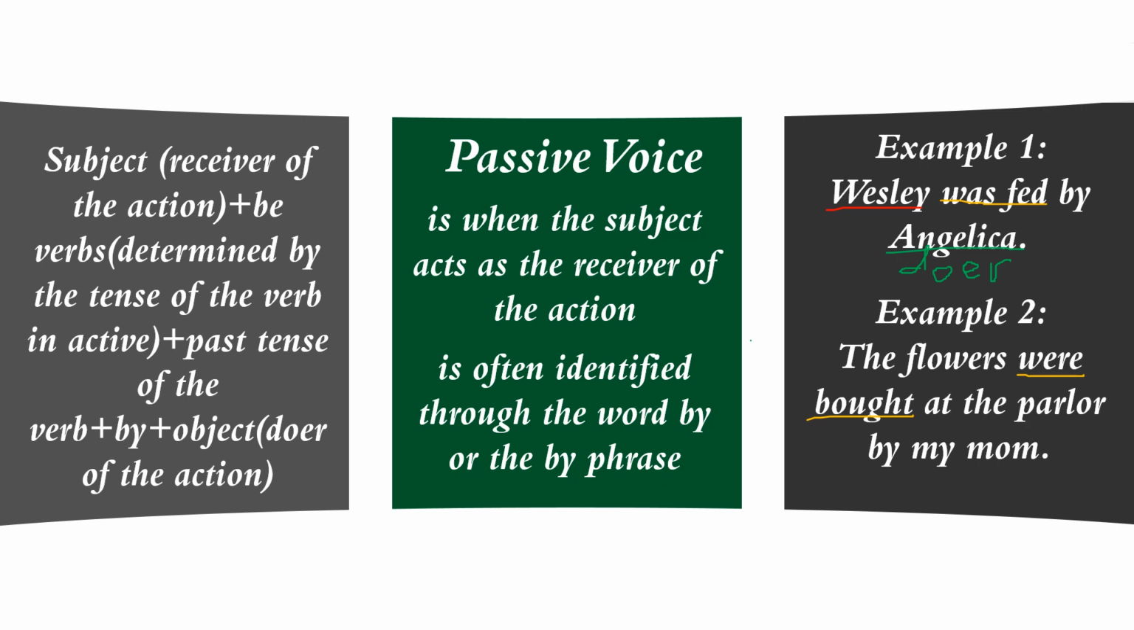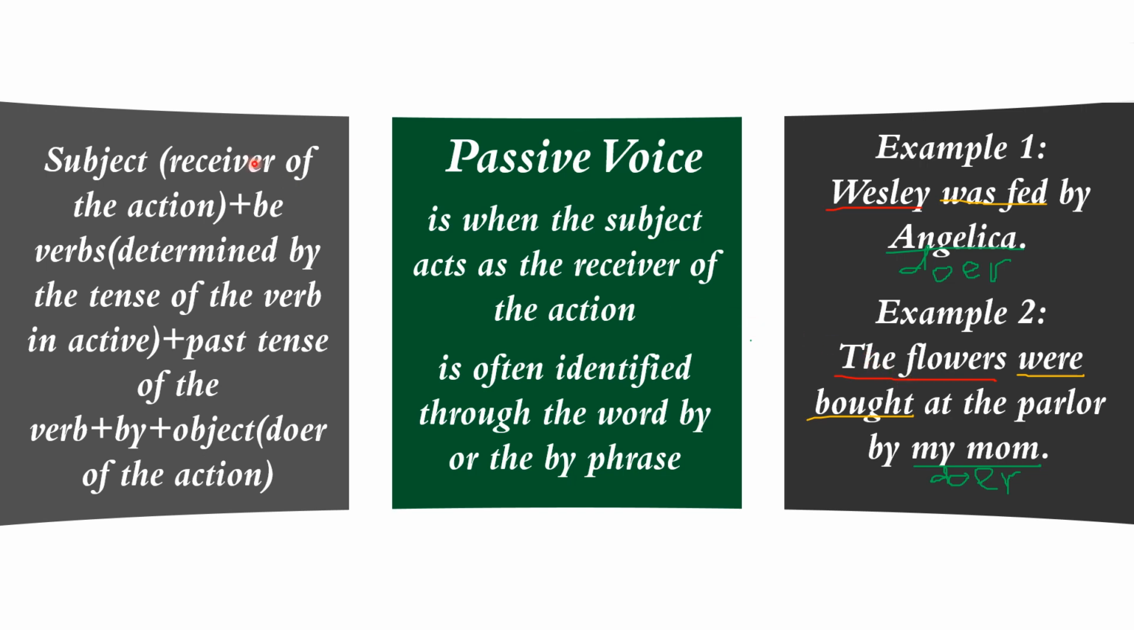So who bought the flowers? We are first going to identify the doer. Who bought the flowers? The flowers were bought by my mom. So my mom is the doer of the action. And who receives the action? What is being bought? The answer is the flowers. Therefore, as you can see, it still follows the formula, because the subject is the receiver of the action, which is the flowers.